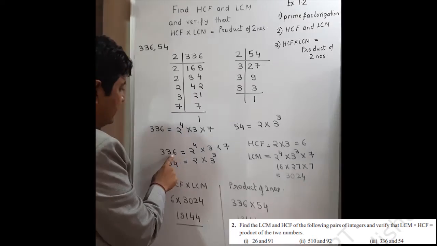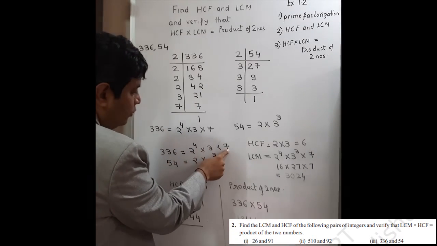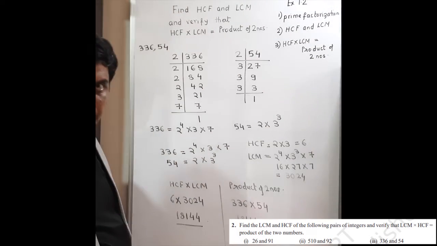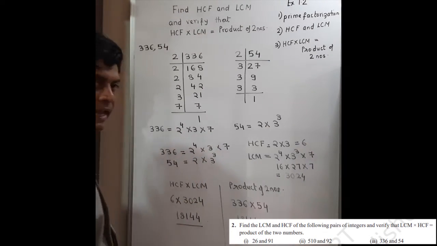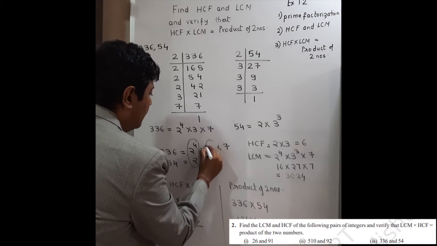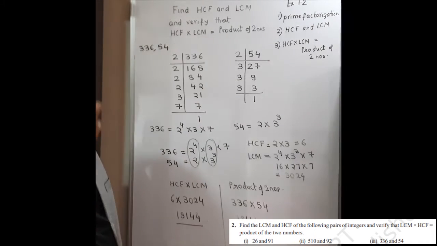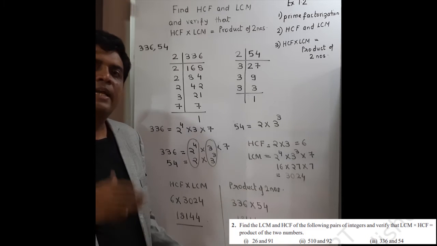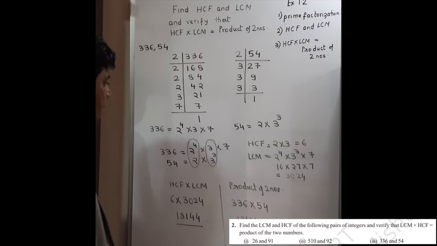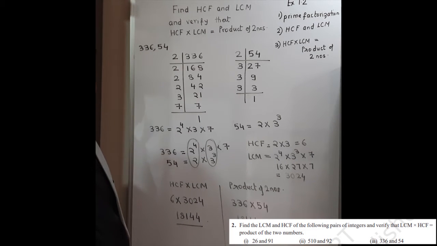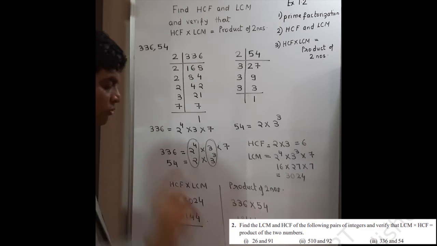Now how will I write? 336 is 2 raised to 4 into 3 into 7, and 54 is 2 into 3 power 3. Correct. Now I have to select, for HCF, the common factors. So this is common and this is common. Common factor means the prime factor which belongs to both the numbers. Or if there are 3 numbers, then it belongs to all the 3 numbers. And again remember one thing, this formula is applicable only for 2 numbers. It is not applicable for 3 numbers.